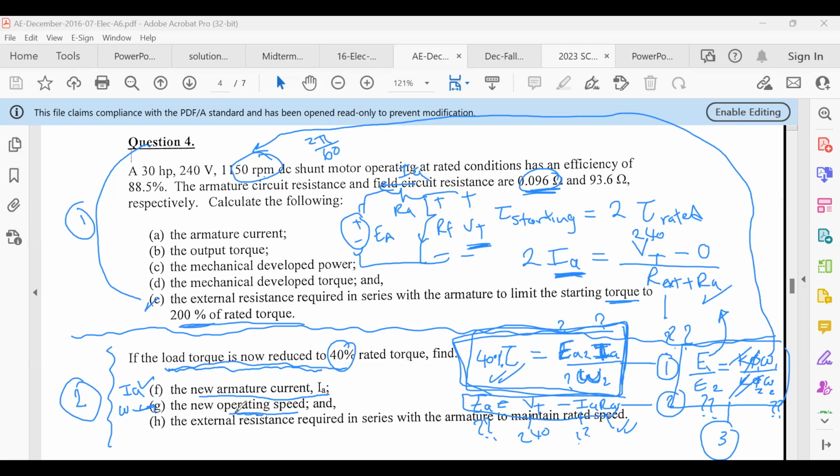Usually when they ask for speed, I recommend to have it in radian per second, and then you can multiply by 60 over 2 pi to get it in RPM. You can provide both answers. The last one is interesting. It's different. It's to include external resistance in series with the armature to maintain the rated speed.